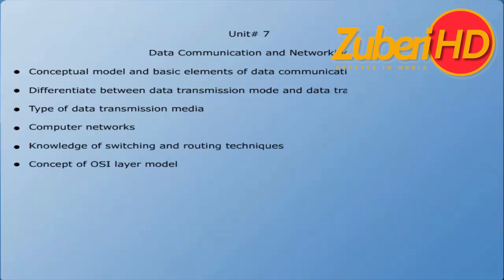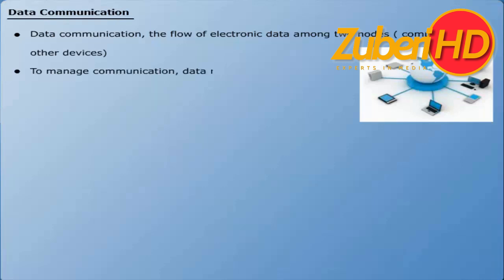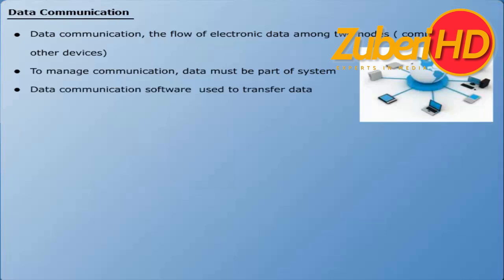Data communication. Data communication is the flow of electronic data among two nodes, computers and other devices, through communication media. To manage the communication, the nodes must be part of communication system and linked with each other. Furthermore, the data communication software is used to transfer data from one node to another. The communication system is governed by three fundamental principles that include delivery, accuracy, and timeliness.